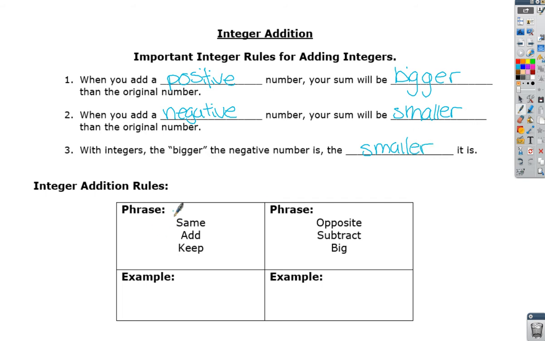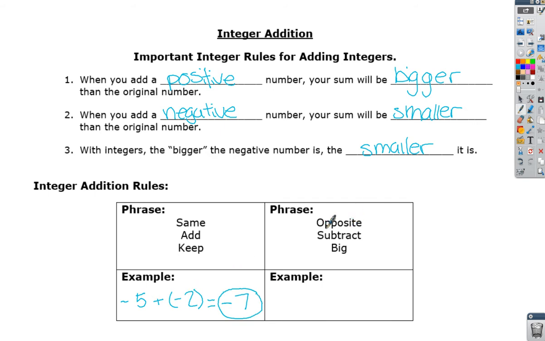Okay, now we're going to talk about a few addition rules. When you are adding two numbers with the same sign, so -5 plus -2, there's this song you can sing, and it goes same, add, keep. When the signs are the same, you add and keep the sign. So when the signs are the same, they're both negative or they're both positive, you add them together and keep their sign. So we're going to add 5 plus 2, which is 7, and keep our sign, which is negative. So our answer is -7. When the signs are the same, you add and keep the sign.